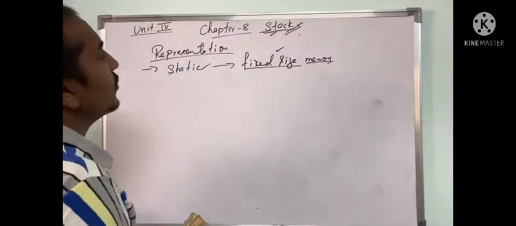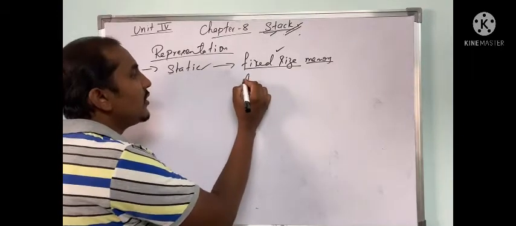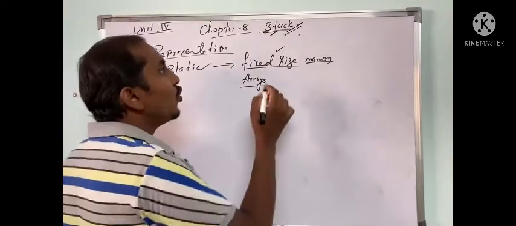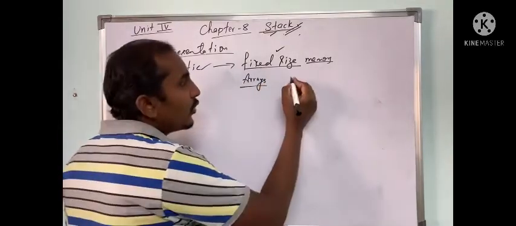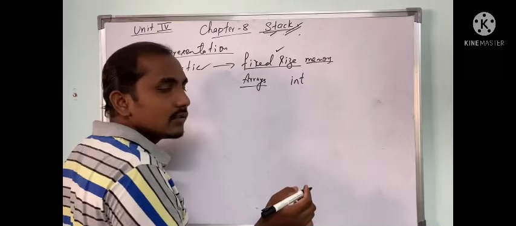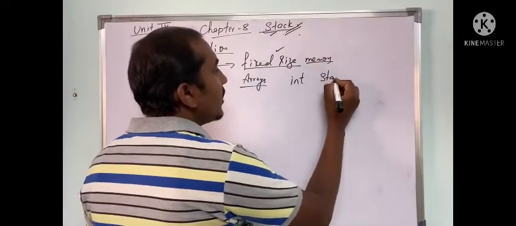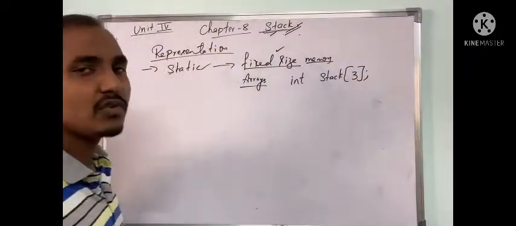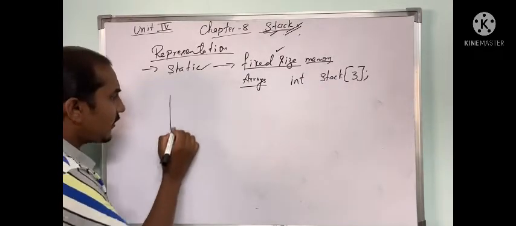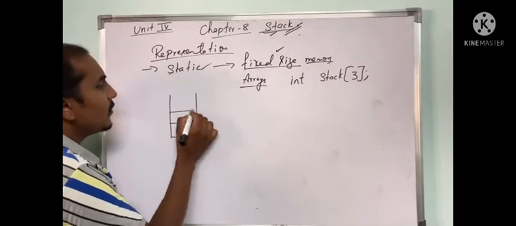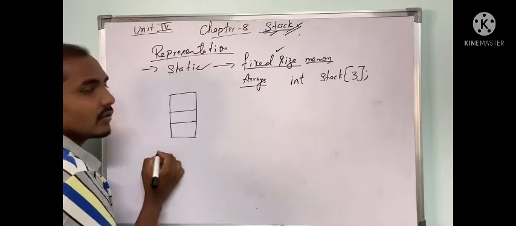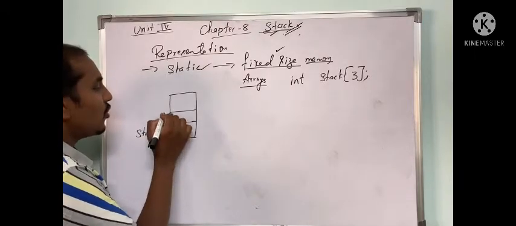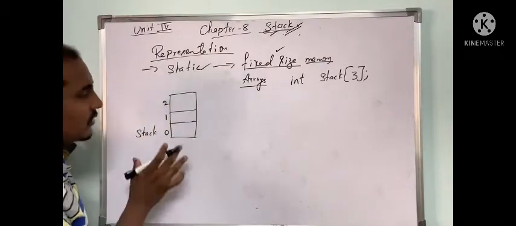Since, as I told you, we will be using arrays, if I want to store integer elements into the stack, I am going to give the data type as integer. Suppose the variable name is stack and I am going to store 3 elements into the stack. That means we have created an array which can store 3 elements, and the name of the array is stack, which will have indices 0, 1 and 2. This is our representation.